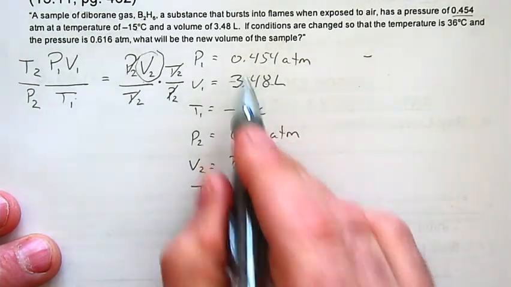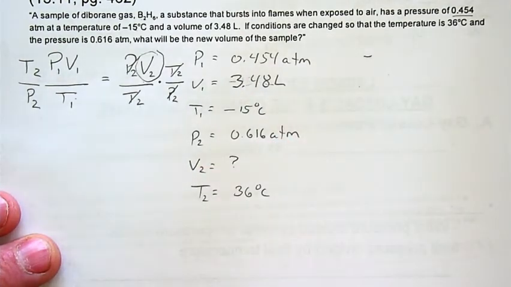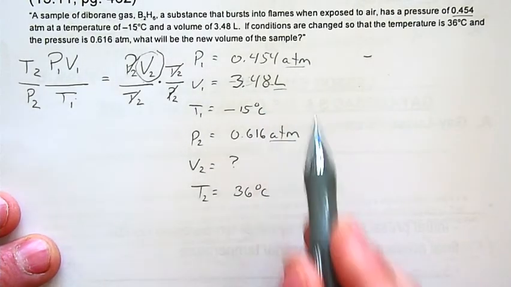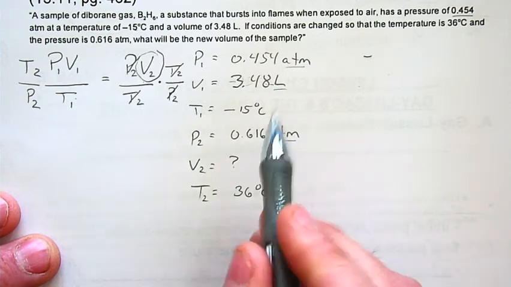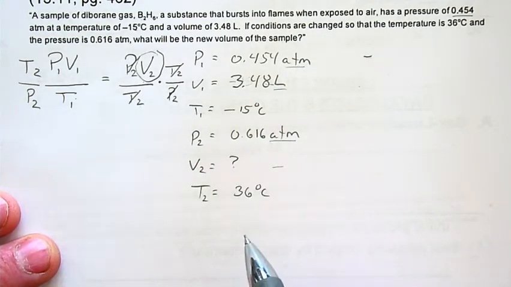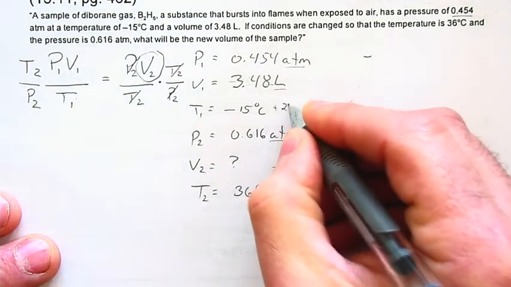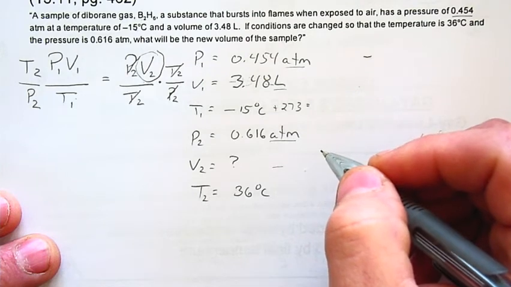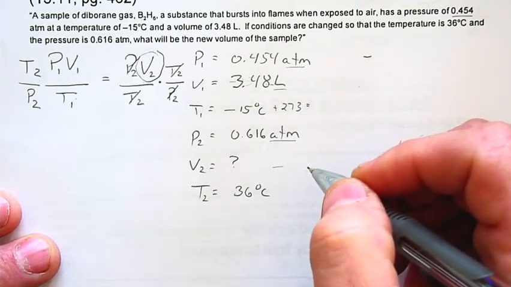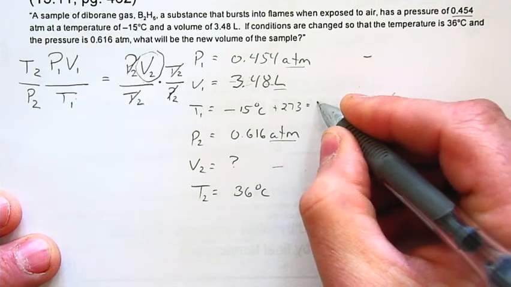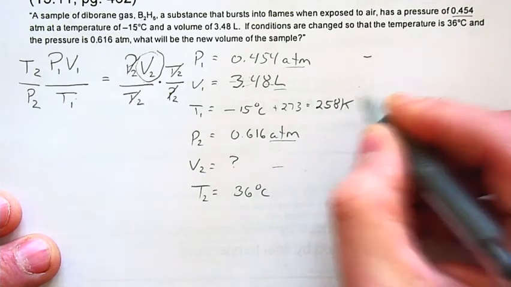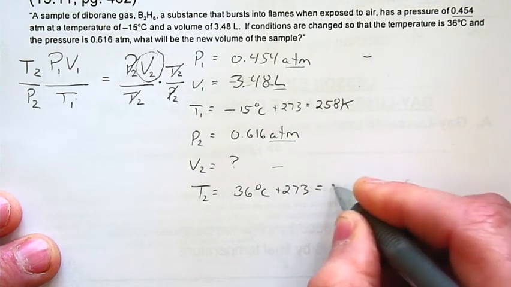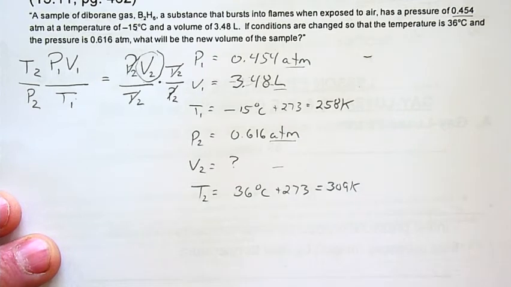All right. Looking at our variables, we also need to make sure that all the units match. Atmospheres matches with atmospheres. Liters will match with liters. But temperature also must be in kelvins. So we add 273. Negative 15 plus 273 is 258 Kelvin. When we add 273 to 36, we have 309 Kelvin.